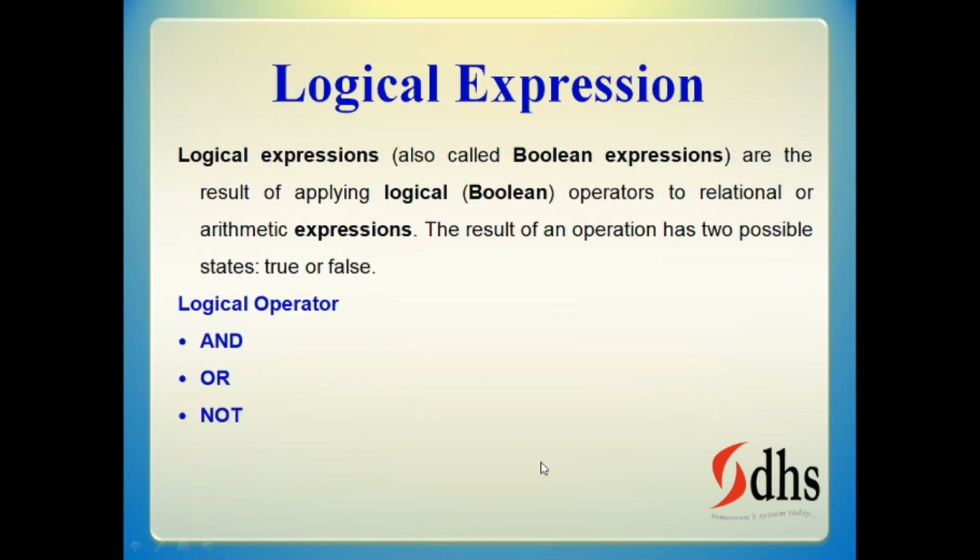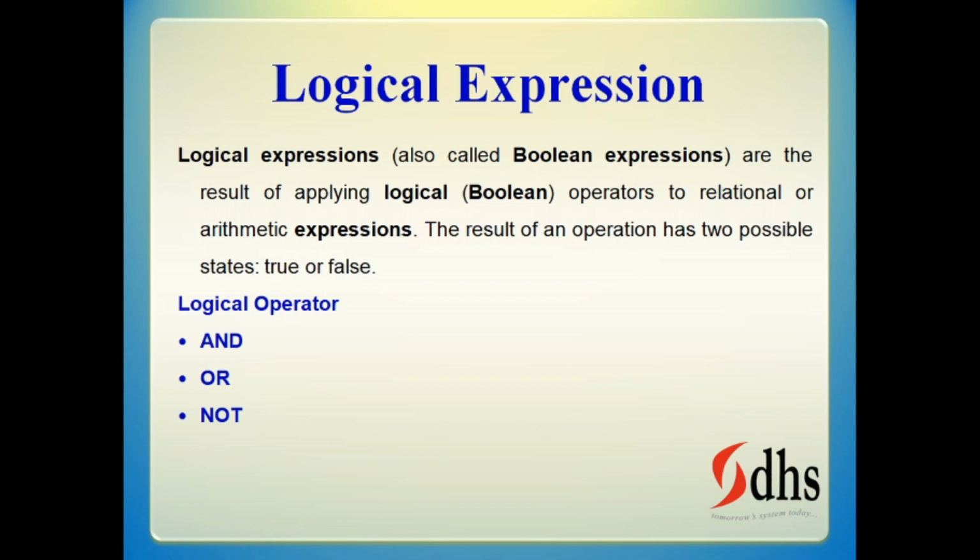Logical expression. Logical expressions, also called Boolean expressions, are the result of applying logical operators to relational or arithmetic expressions. The result of the operation has two possible statuses, true or false. Like a relational expression, a logical expression also gives only true or false as output. But the speciality of the logical expression is that you can join two relational expressions. It is like a connection. Mainly we see and, or, and there is one more, not, which I am going to explain.